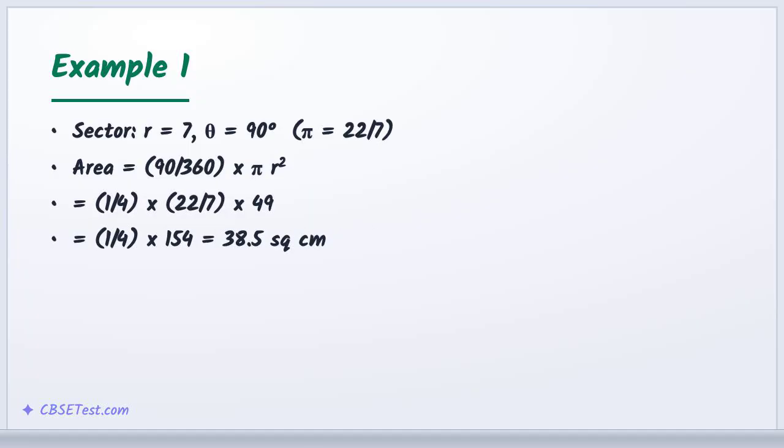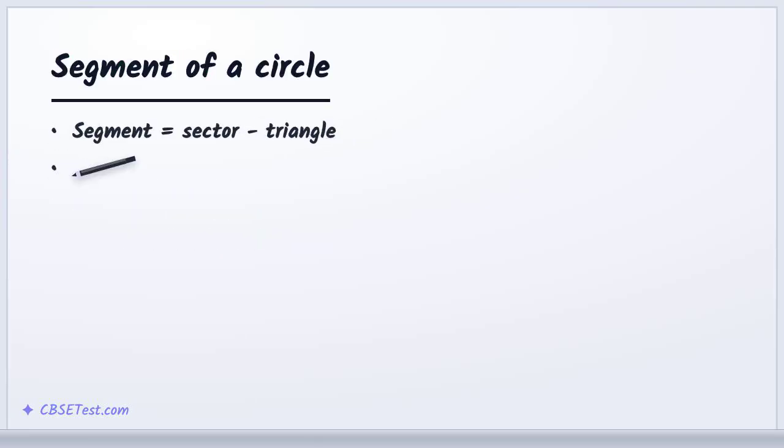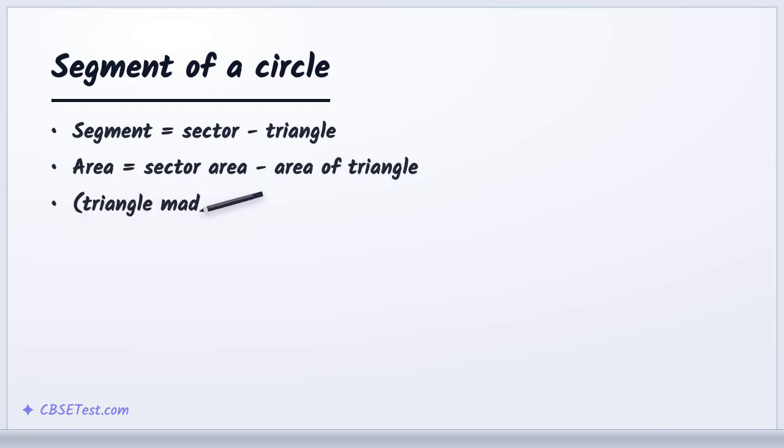The fraction is 1/4. So the area is 1/4 of pi r squared, which is 1/4 of 154. That's 38.5 square centimeters. A segment is the region between a chord and its arc. To find its area, take the sector and subtract the triangle formed by the two radii and the chord.